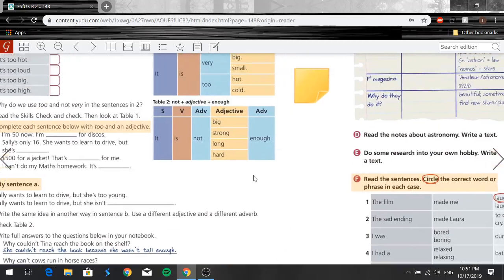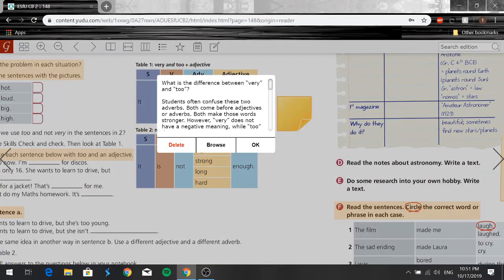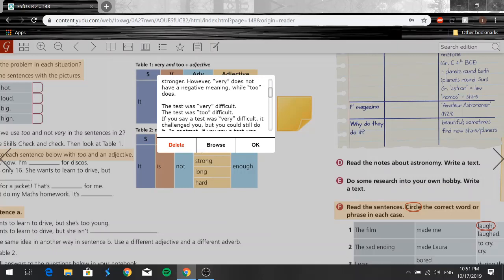So let me open this note here that I made for you guys. We have, what is the difference between very and too? You gotta know that there's a lot of confusion, right? Because if you don't know the difference, you will confuse the 2, right? You got to understand that both come before adjectives or adverbs, right? And both make those words or the situation itself stronger, okay? Now, you got to also know that very does not have a negative meaning, while too does.